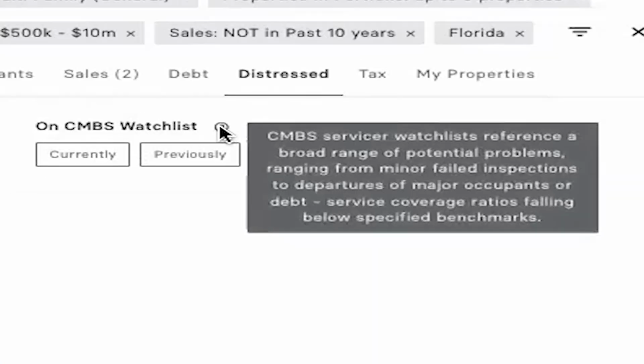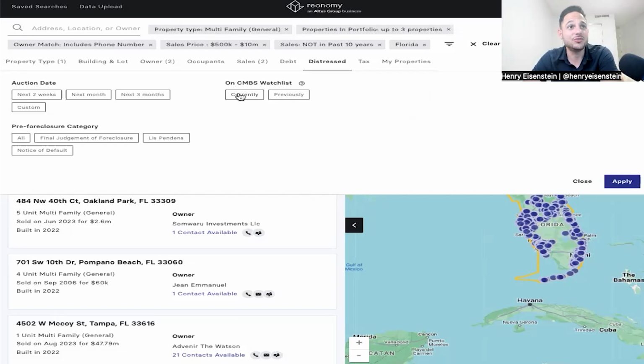Same thing with the CMBS watch list, which, as you can read here, is saying there are potential problems ranging from minor failed inspections to departures of major occupants or debt. This is obviously saying some service coverage ratios are falling below specific measured benchmarks. Currently on the CMBS watch list, you have 18 properties here. Again, the same thing as we just talked about when it came to the debt maturing. Sure, play around with it.